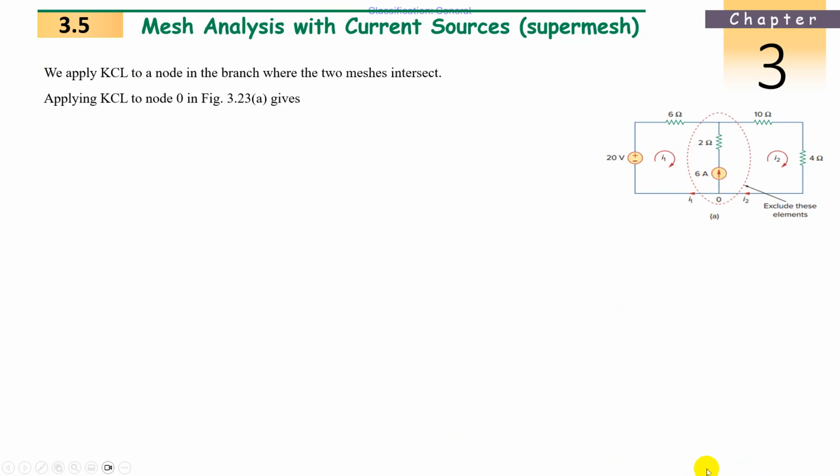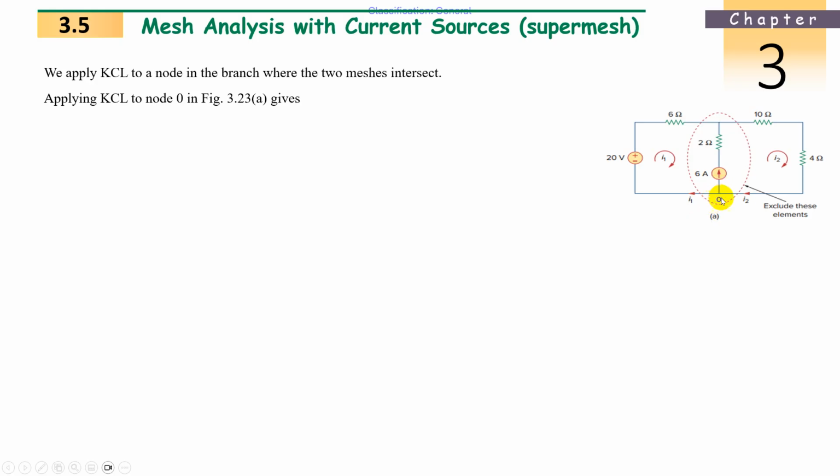So how many currents should be there? Three currents, right? So for that node, we need a three-current equation. Positive, negative, we will decide. So in this node, three currents are there. What are they? I1, I2, and 6 amperes. Now write the equation for this.